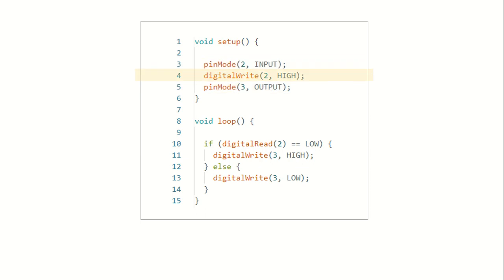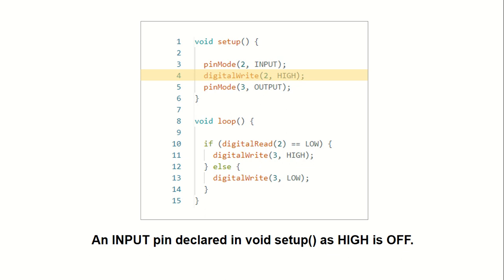However, after declaring a device as an input device, you also need to specify if you want this device to turn on or off during the start. This is done by the digital write function. When dealing with input device, the high and low modes are reversed, with high meaning that the push button is off during the start.